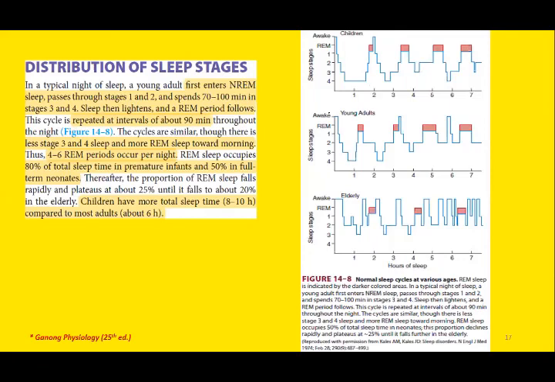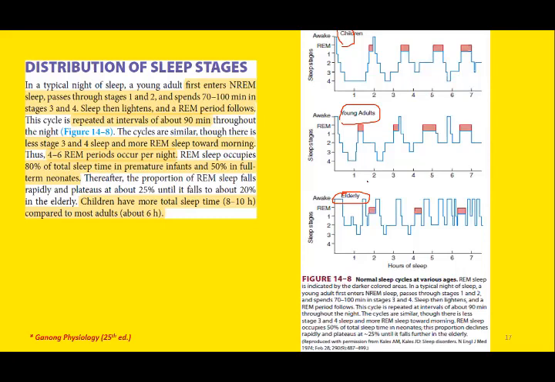So this is the distribution of sleep stages among children, among young adults, and among elderly patients. And these shaded regions indicate the duration of REM sleep. You can compare that children have more total sleep time as well as more REM duration as compared to young adults. On the other hand, young adults have relatively greater total sleep time as well as REM duration as compared to elderly persons.